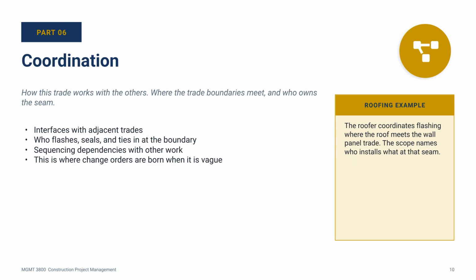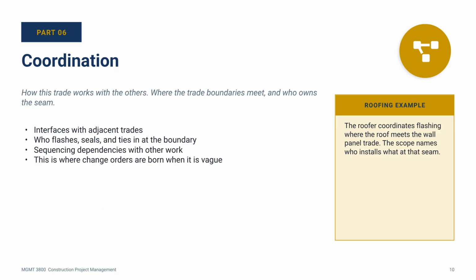Part 6. Coordination. This connects directly to what we just talked about with exclusions. Coordination is the section that names how this trade works with the others, specifically who owns the work at the trade boundaries. Here is the thing about coordination. It is where change orders are born. Take the example we talked about in the intro.